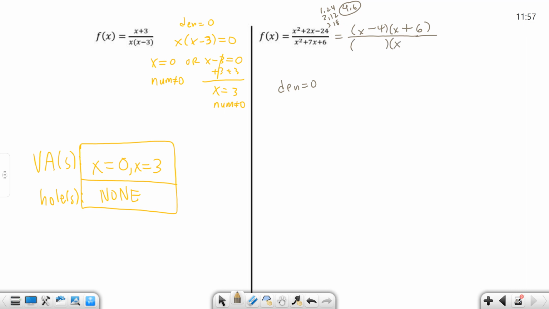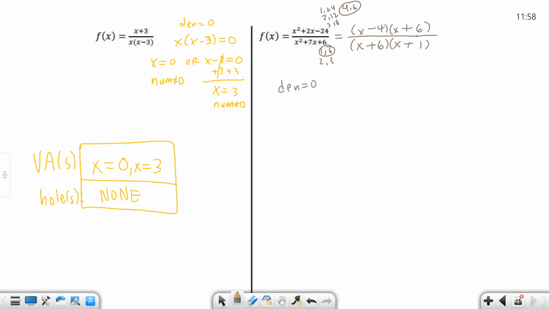Down here in the denominator, we have x and x again. And same thing, it's a 1 in the front with 3 terms. It's list method, factors of 6 that add to give me 7. Okay, so 1 and 6, 2 and 3. Well, 1 and 6 add to give me 7. So I'm going to put in here 6 and 1, doesn't matter what order. And this says they're both positive, so plus and plus.